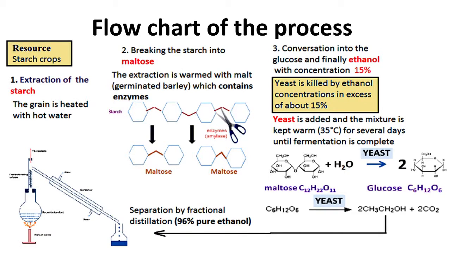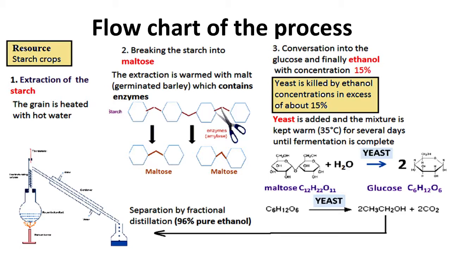The whole industrial process consists of three main stages. The first stage is the extraction of the starch. The grain is heated with hot water. The second stage is breaking the starch into maltose. To conduct this process, enzymes are used. These enzymes are present in the malt, germinated barley. Enzymes cut the bonds between glucose molecules and form maltose. Maltose is a disaccharide that consists of two residues of glucose.